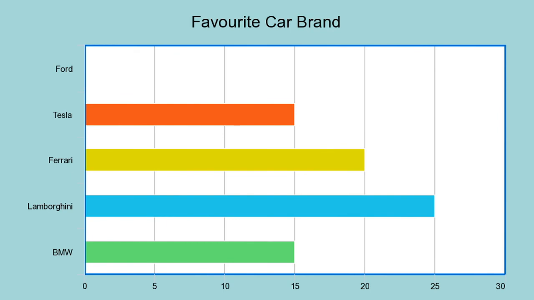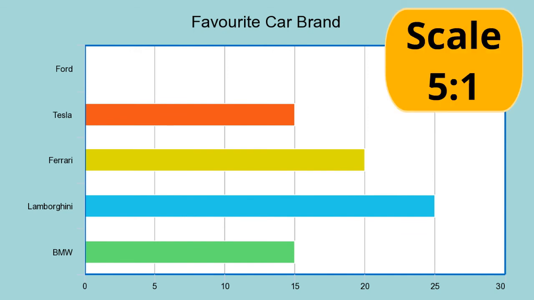It's horizontal this time, so don't get confused. Pause the video and see if you can figure out what is the scale of this bar chart. Well, the scale of this bar chart is 5 to 1. We are jumping up in fives. You see? 5, 10, 15, 20, and so on.